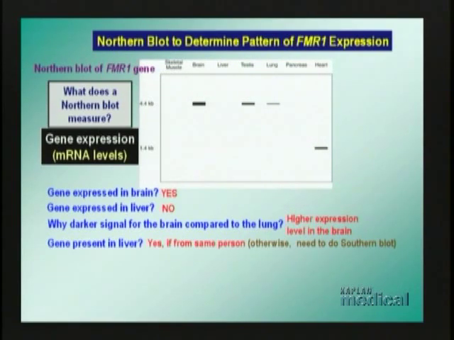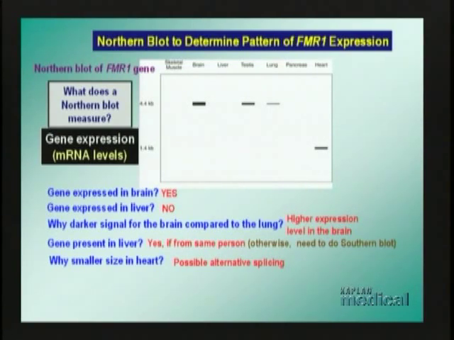Now the last question is, it's a hard question, why the smaller size in the heart? So here's the heart. Notice this band is much smaller in size compared to the bands in the brain, testes, and lungs. Why is this band smaller in size? And the answer is kind of a hard answer, but you have to think back to other things in the previous chapters in biochemistry. And the answer to this is, it could be due to possible alternative splicing.